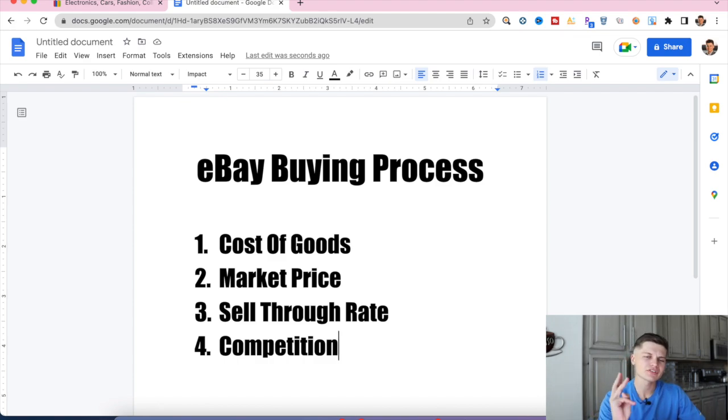So the first 3 main things are going to be the most important things I'm looking at, but we're gonna hop over to eBay and I'm gonna show you guys on their platform how I search up items, how I find the sell-through rate, how I look for the market price, so on and so forth.